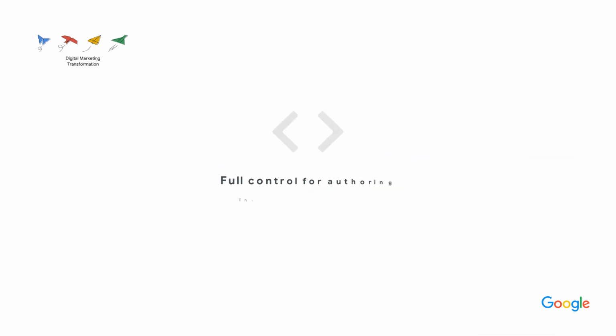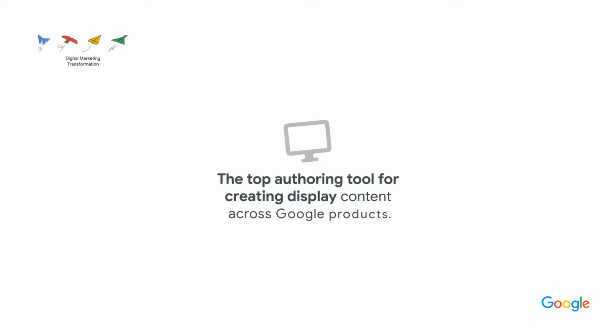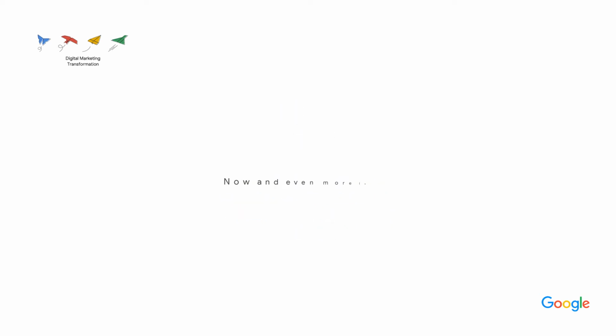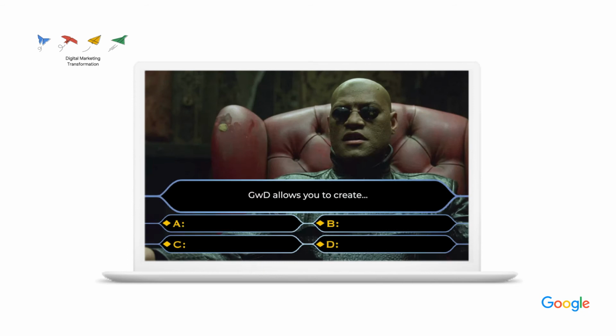So what are the top features? You've got full control of authoring, so you can build interactive, animated, dynamic, and responsive media. It's the top authoring tool for creating display across all of our Google products. It allows you to create from templates or create from scratch, so you really have flexibility on how you want to build. And it's deeply integrated with DV360, Studio ads, and the like. So what does it allow you to create? HTML5 assets, dynamic-ready assets, which we'll cover in module 5, responsive assets, and templated assets.